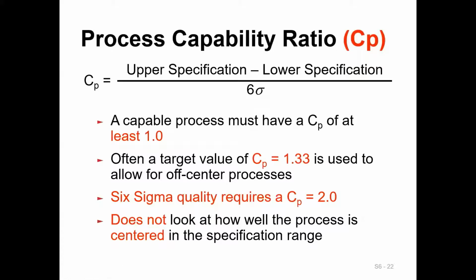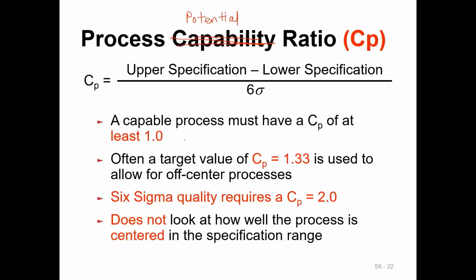Okay. However, there's one problem with CP. CP does not look at how well the process is centered in the specification range. What does it mean? The last sentence in the slide: CP does not look at how well the process is centered. If a process is off-center, but before that, there's a mistake on the subtitle here. The title should be process potential ratio, not process capability ratio. Process capability ratio is CPK.